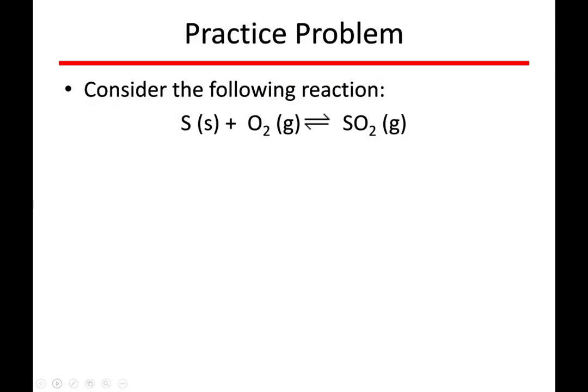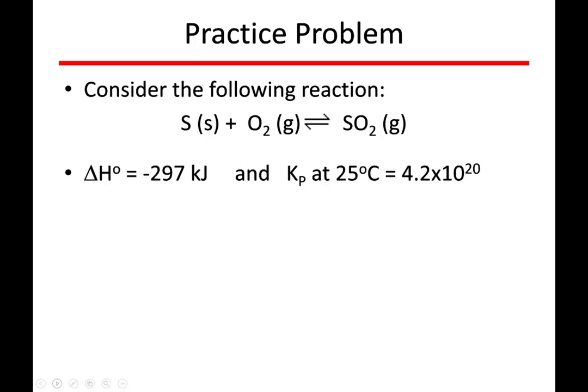So here we're dealing with the reaction S plus O2 at equilibrium with SO2, and we're told the value of delta H standard is negative 297 kilojoules. And I'll remind you that when it's for a reaction, we imply that that is per mole of reaction. We're also told that the Kp for this reaction at 25 degrees C is 4.2 times 10 to the 20th. We need to calculate the value of Kp at a new temperature of 85 degrees C.